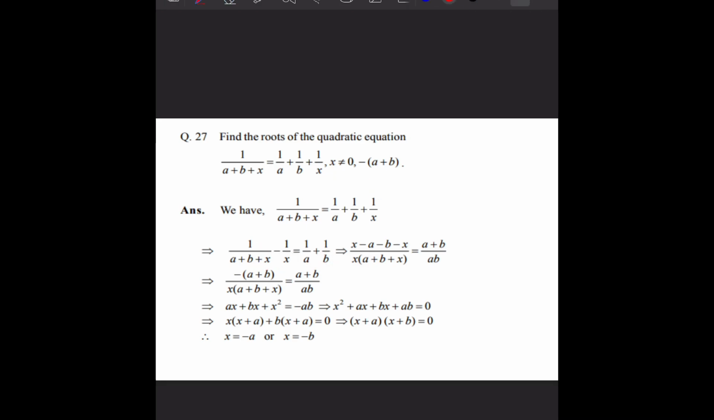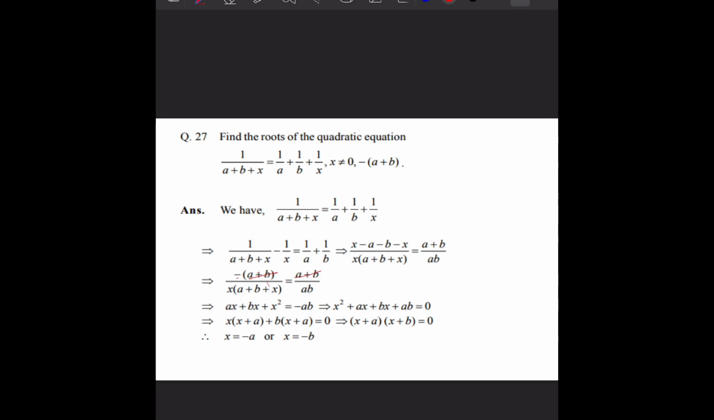So you get minus of a plus b upon x into a plus b plus x, which is equals to a plus b upon ab. दोनों तरफ से a plus b कैंसिल हो जाएंगे. फिर से क्रॉस मल्टीप्लीकेशन होगा. ये ab इधर जाएगा, उसको माइनस मिल जाएगा. So that will be minus ab और ये x अंदर मल्टीप्लाई हो जाएगा.